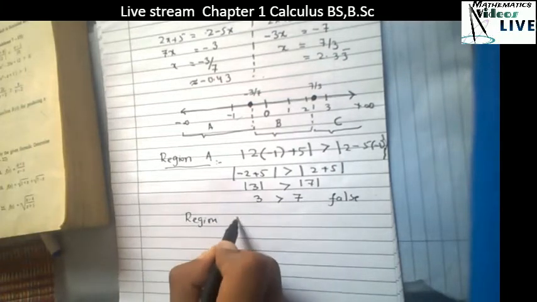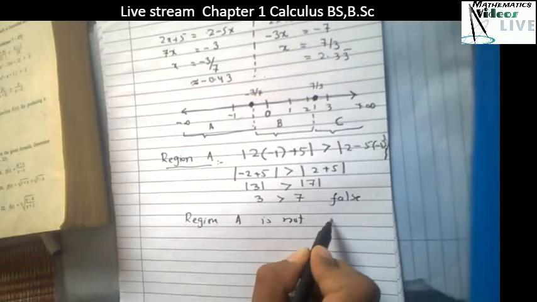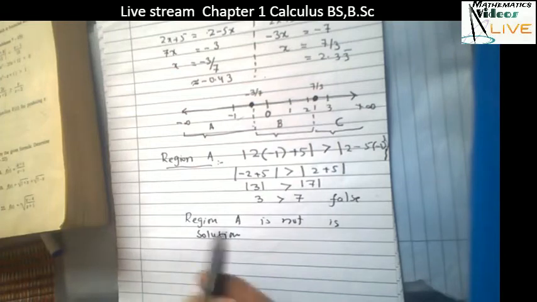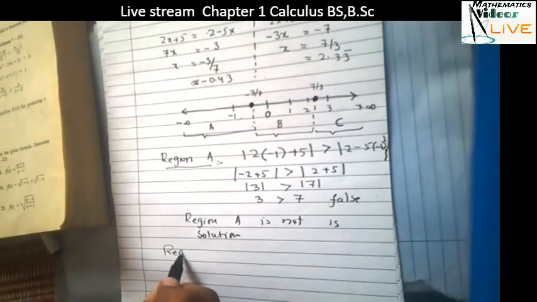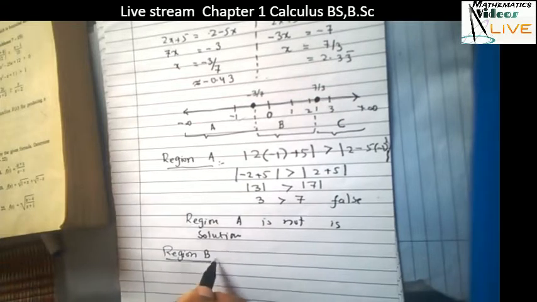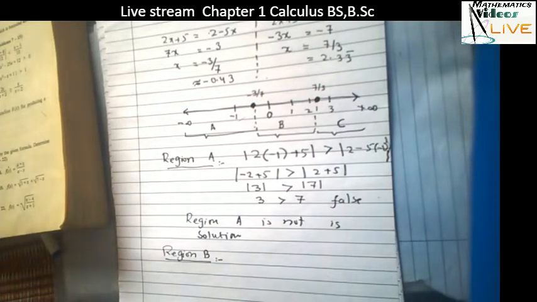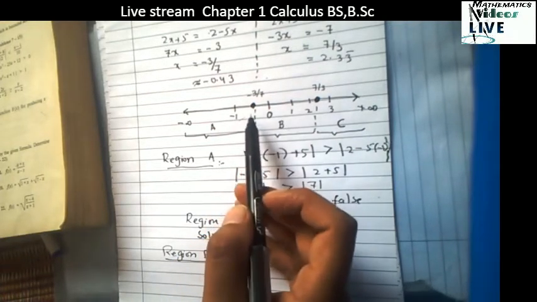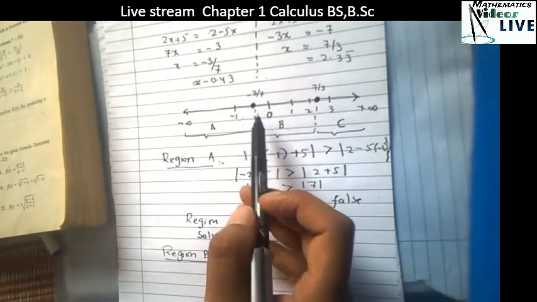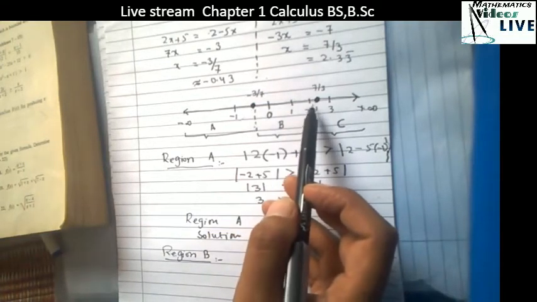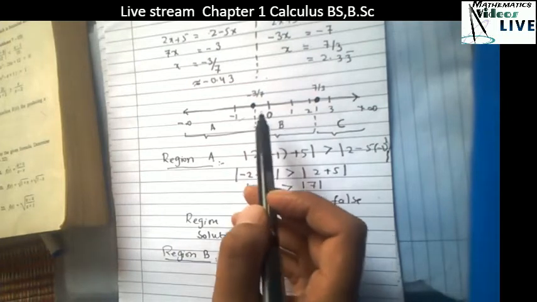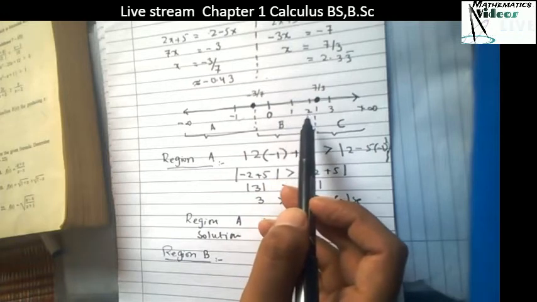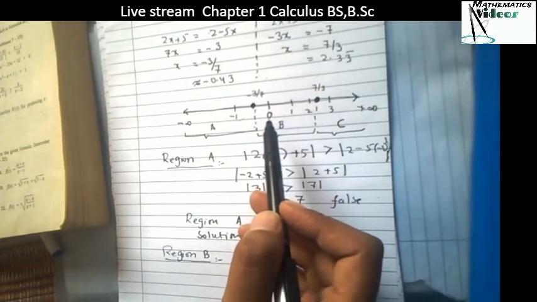This is not true. This is false. So therefore region A does not satisfy the inequality, and it does not happen to be in the solution region. So region A is not in the solution. We will write: region A is not in solution. Now by the same process we will check region number B.